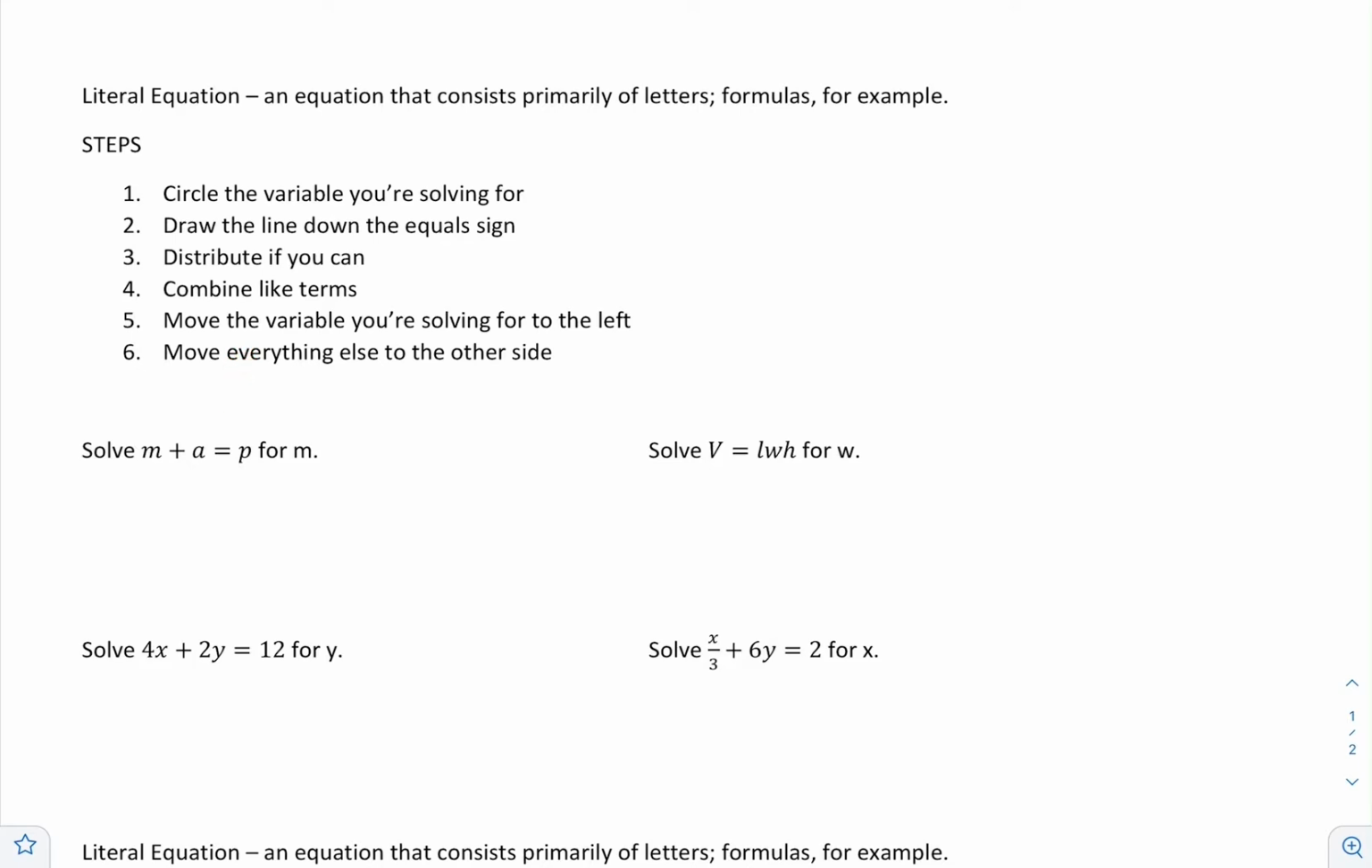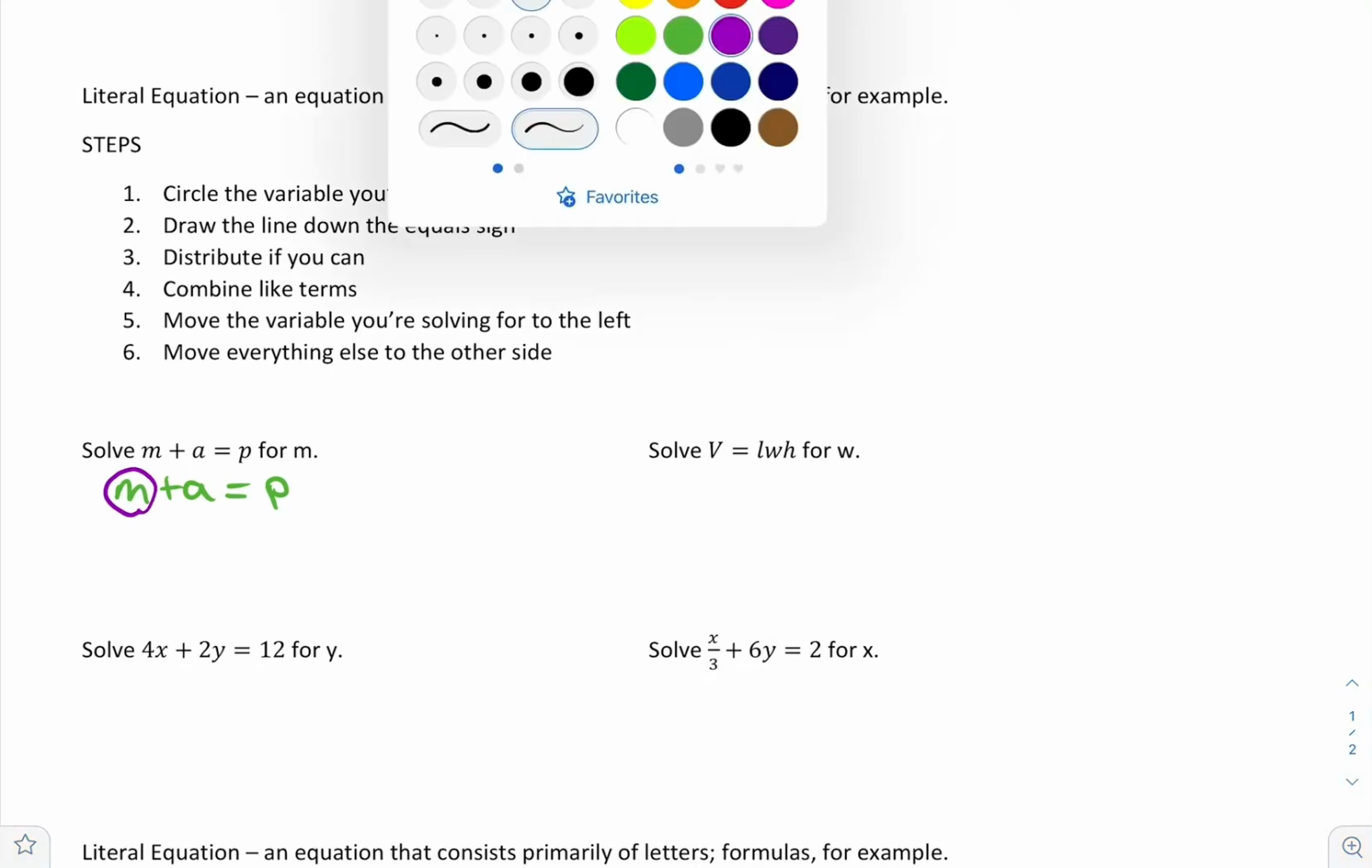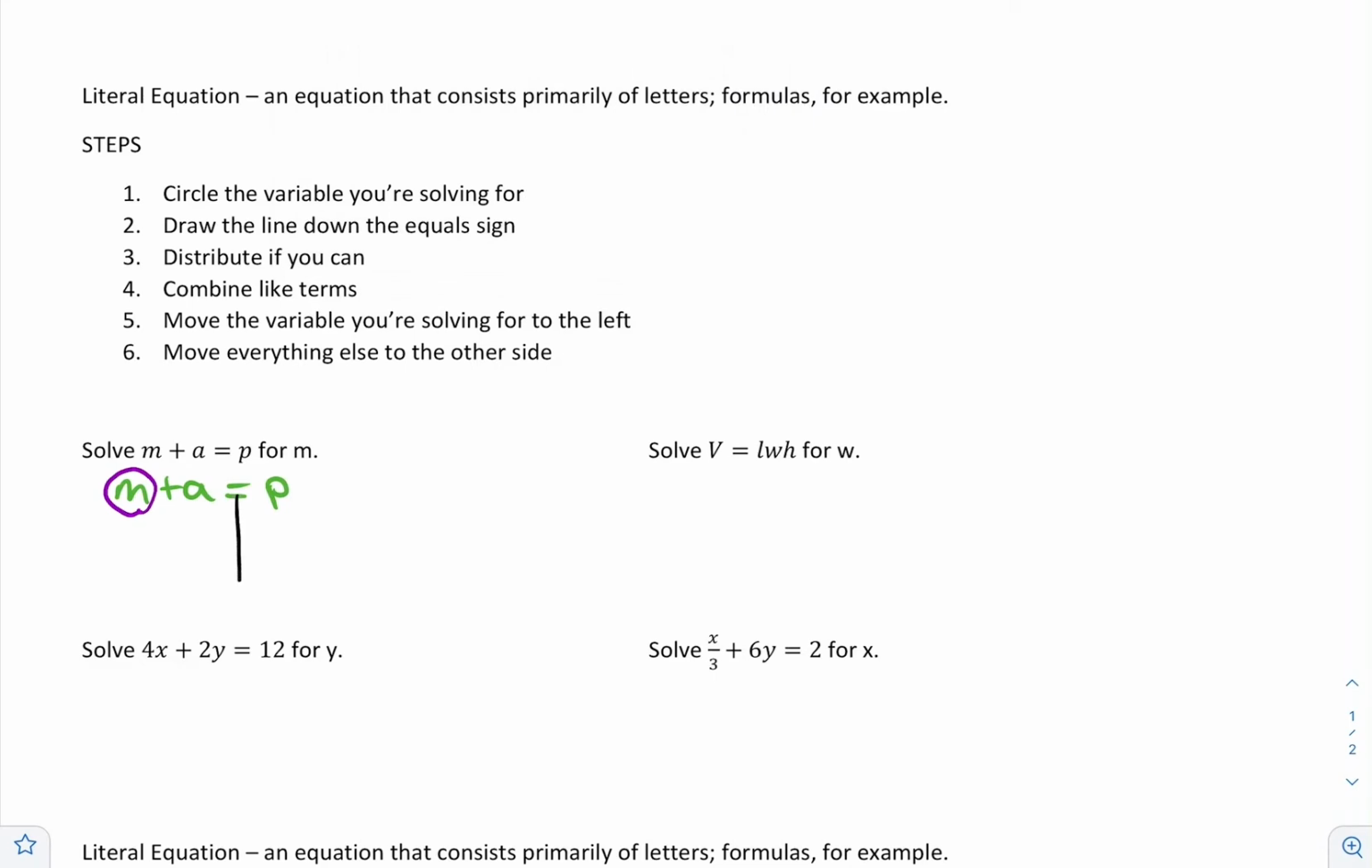All right, so let's get into an example. This says solve m plus a equals p for m. All right, so we're going to get in here. This m plus a equals p. And we're going to go ahead and circle the variable that we're looking for. It's m. So let's go ahead and draw our line to represent equality.